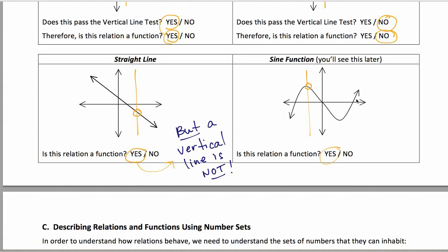Sine functions, okay, we're going to start graphing sine curves later on in the course. And sine curves are these curves that repeat over and over and over, these sinusoidal waves. A sine function, it's right in the name here, it is a function, again, because any vertical line would pass through the curve at most one time. Okay, so this one is a function.